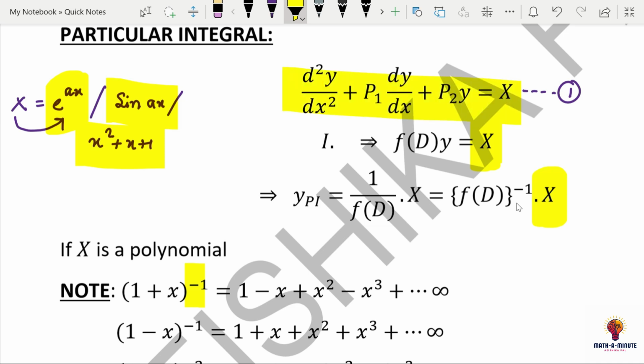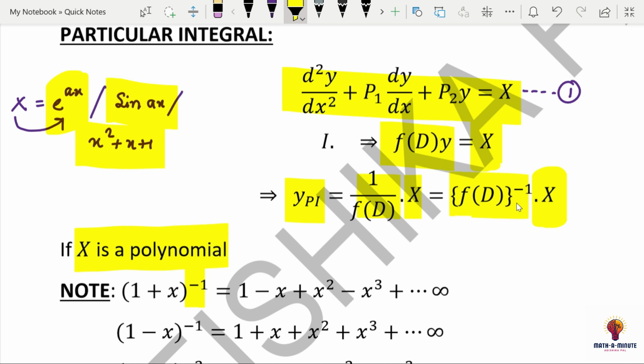So we can write this differential equation in the form of f of D y equals x. So in this case, our particular integral will be 1 by f of D times x, and we can write f of D in this form. Okay, where x is a polynomial function.